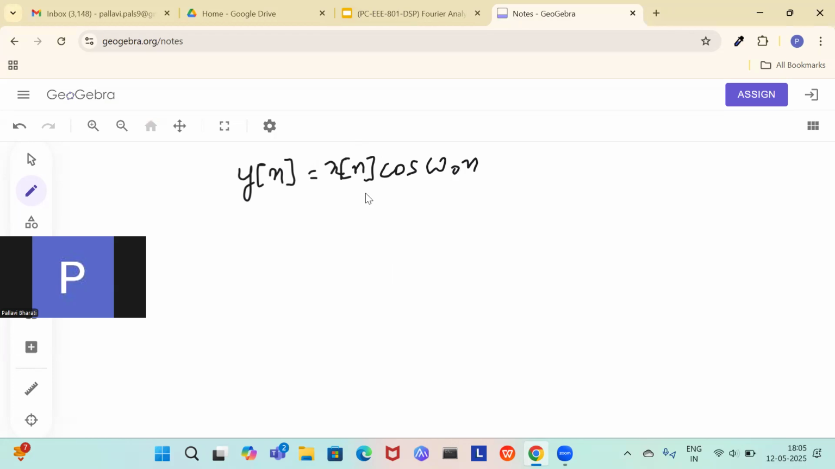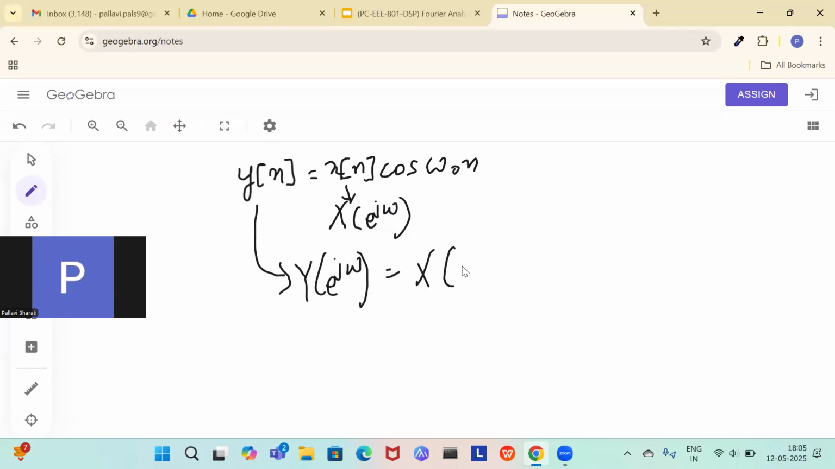So what happens is that when you take the x of e j omega, this is the DTFT of this one, then you find out the DTFT of y of e j omega. It will be x of e j omega plus omega naught, and this side it will be x of e to the power j omega minus omega naught. So this is the modulation theorem property.